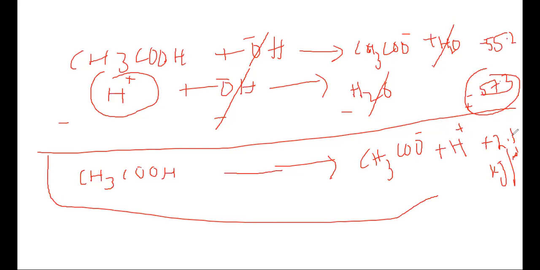This extra amount of energy will be added in a reaction when you are neutralizing a weak acid. Acetic acid is a weak acid and NaOH is a strong base. So when you are reacting a weak acid with a strong base, then this amount of energy will be added in a system first to ionize this acetic acid. That's why there is the change of 2.1 kilojoule per mole of heat.